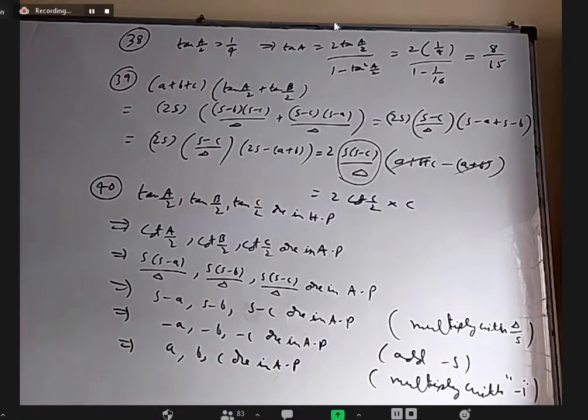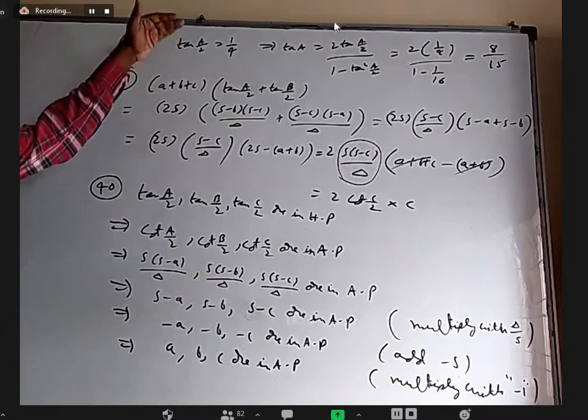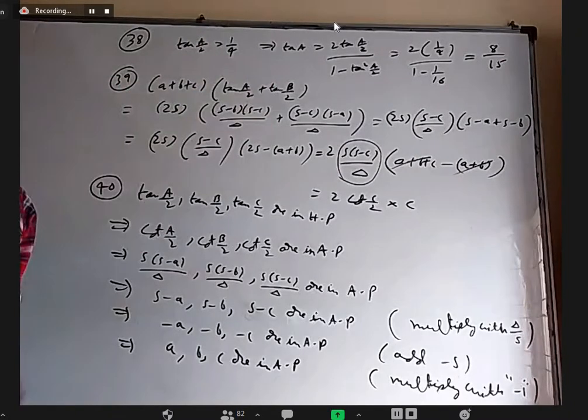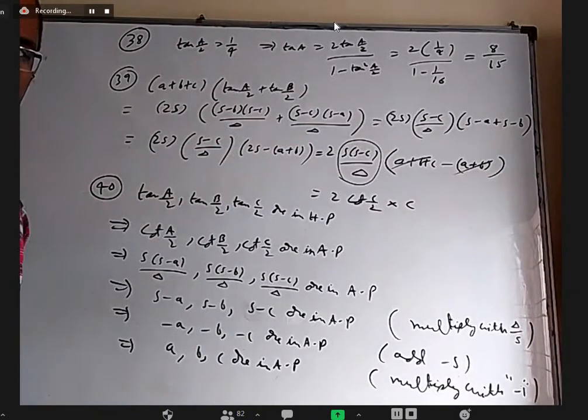Sir, 38th question, first step, what did you do, sir? 38 is same as 37. Whatever we earlier got, tan A by 2 is 1 by 4, we used it. That's all. And they wanted to find tan A. So 2 tan A by 2 by 1 minus tan square A. Yes, sir, understood.